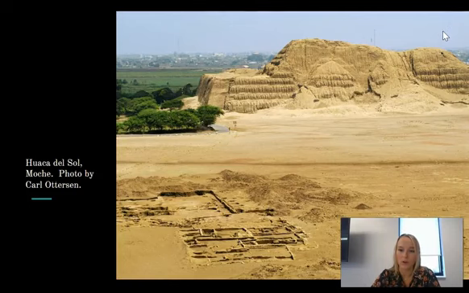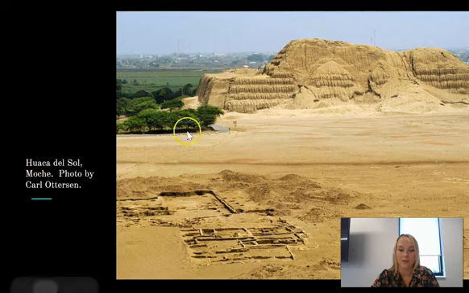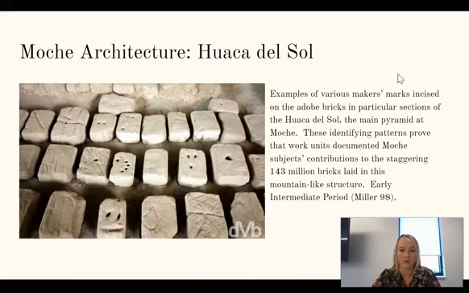So Moche agriculture really benefited from all of these systems of canals, reservoirs, and aqueducts. The land in this area around the capital of Moche could support a population of about 25,000, which was pretty good size for that time in history.